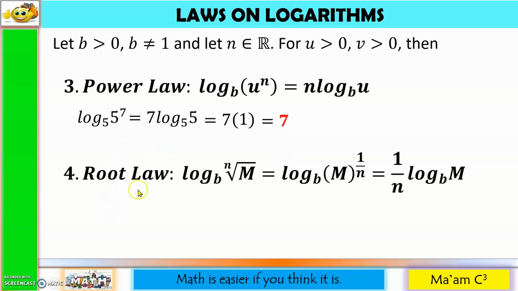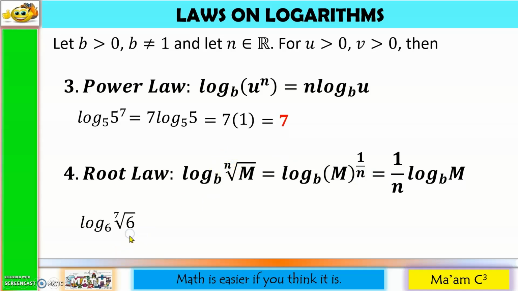Last one is the root law. So the logarithm of nth root of m to the base b is equal to the logarithm of m raised to 1 over n to the base b. And then applying law number 3, the exponent was brought down in front. That's why it became 1 over n times the logarithm of m to the base b. So in here, the nth root, when you convert it into exponential form, the numerator is 1 and the denominator is whatever the root is.